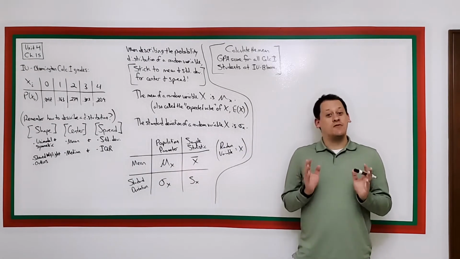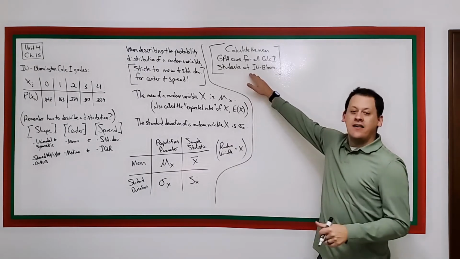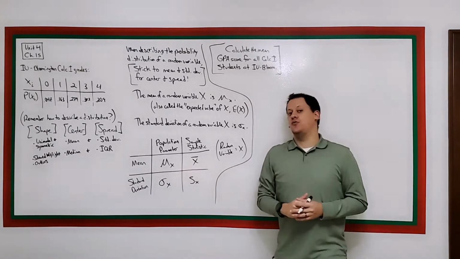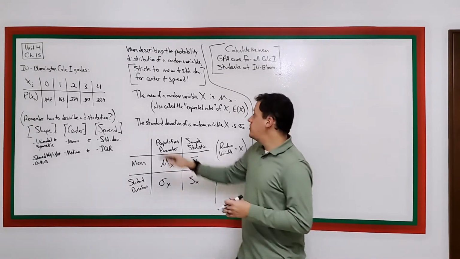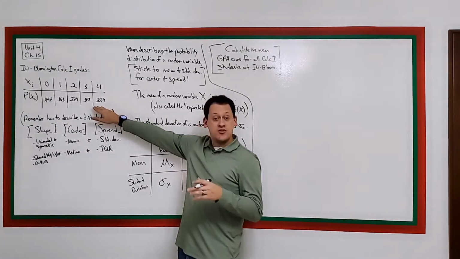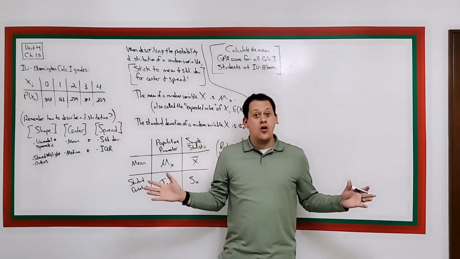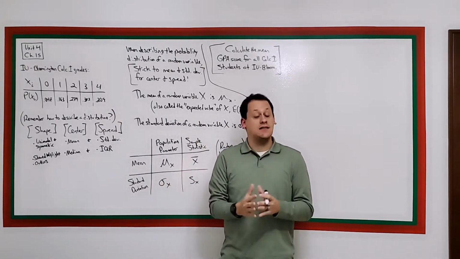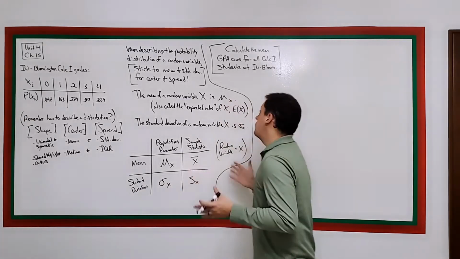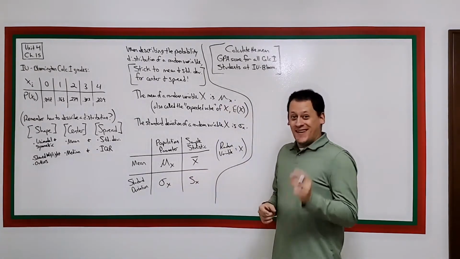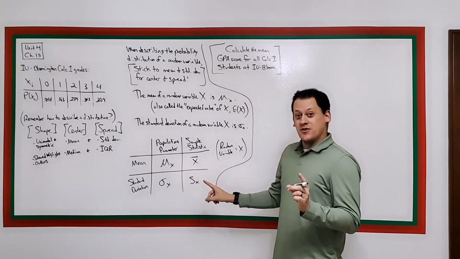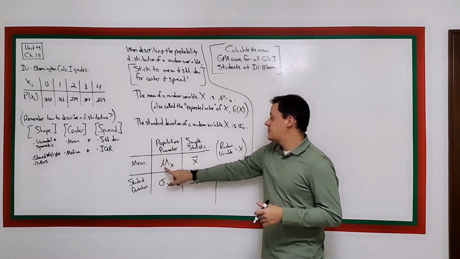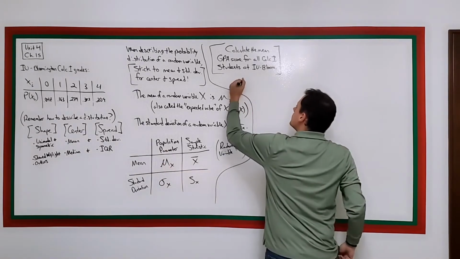All right, so I think we're finally ready. Let's calculate the mean GPA score for all Calc 1 students at IU Bloomington. And we're going to be using this table here, which represents the distribution of all the calculus students in that professor's class. And we're going to treat that as the population here. So if we want to calculate the mean of the population, we're going to start right off by making sure we use the right notation. This is a population mean, so mu of x.